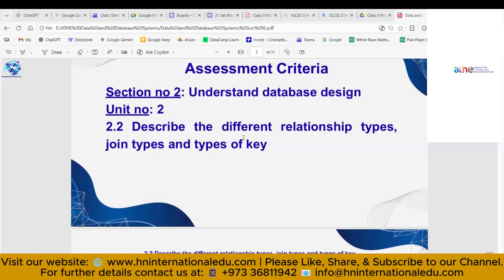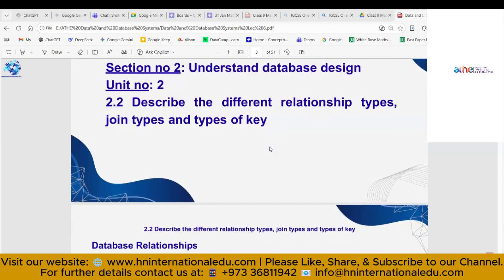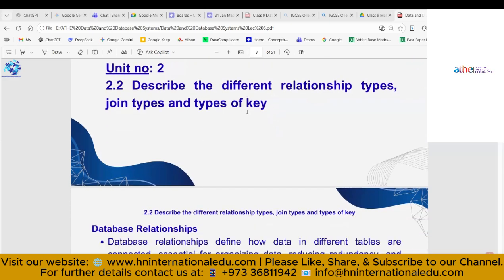SQL or NoSQL, in that we have to see the relationship types because when we are making the entities, when we are making different tables, the join types and types of keys like primary key, foreign key, which we will see later, they are used extensively.